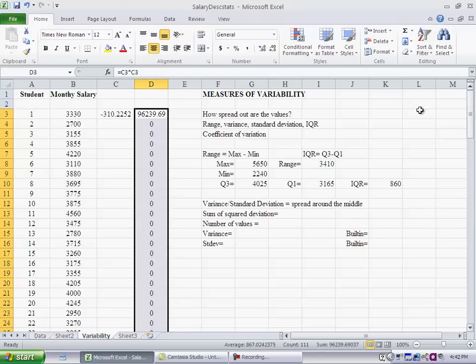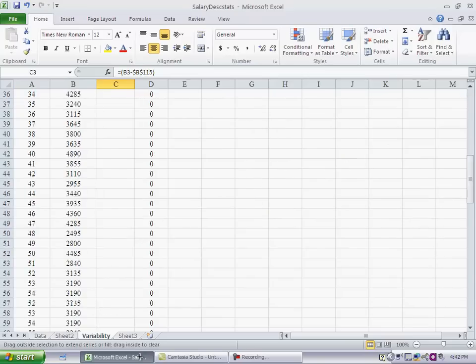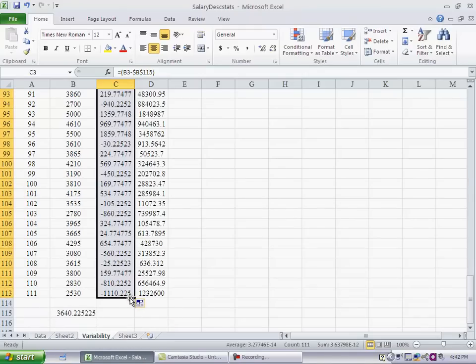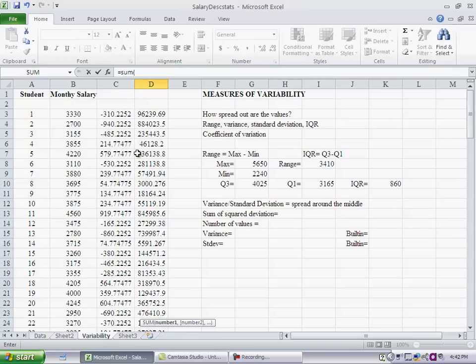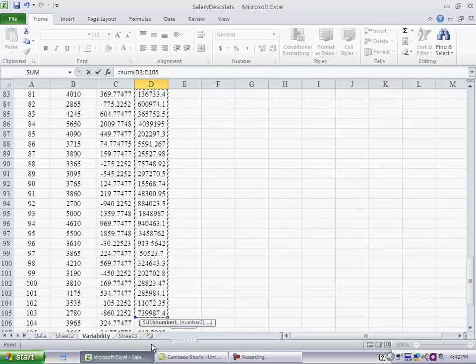I have to first finish copying these. Okay, so I have the squares now. Each cell in the first column is simply how far the value is from the middle, and the corresponding value to the right is the square of that value. So let me sum up the squares. This is the sum of the squared deviations. How far are the values away from the middle? We squared them and added them up.